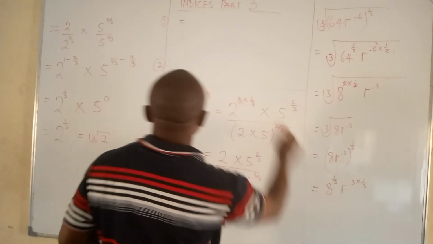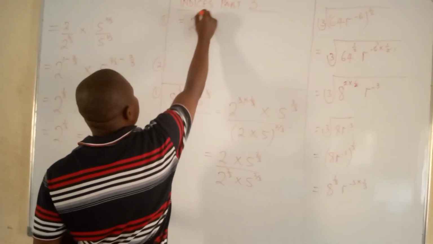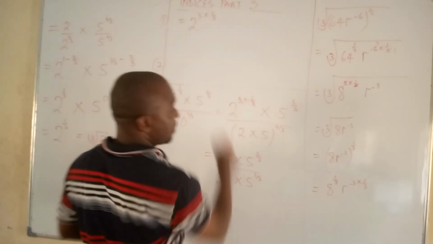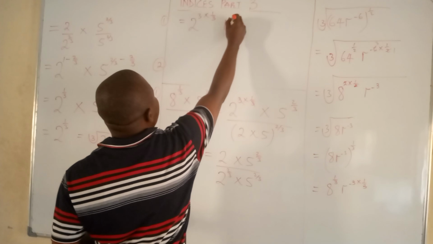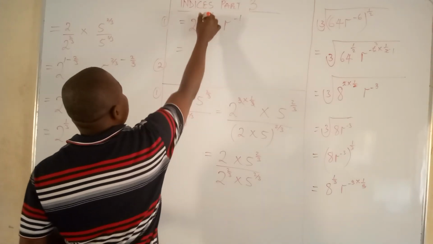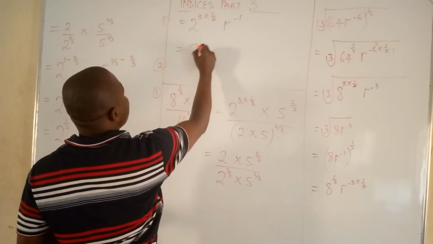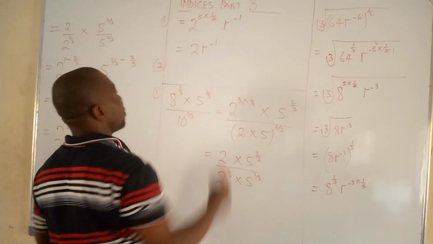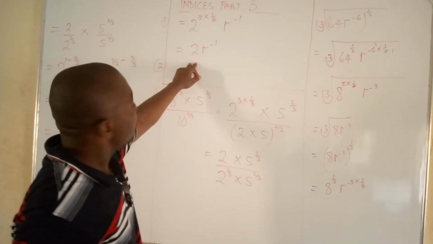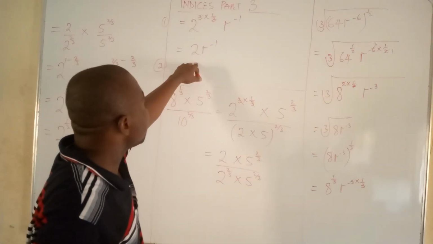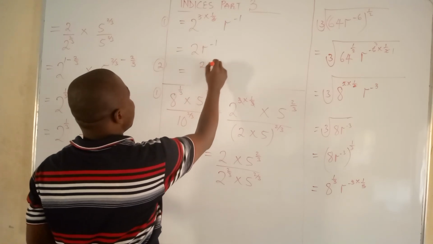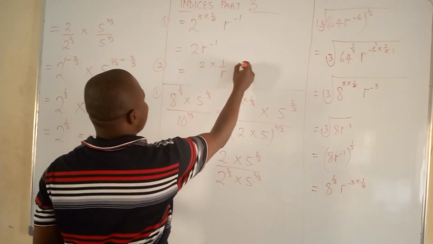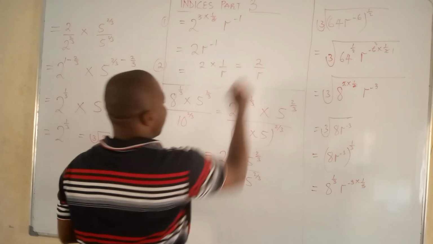8 is the same thing as 2 raised to power 3. So 2 raised to the power of 3, there is already power 1 over 3. This 3 will cancel this 3, and you are left with r raised to power minus 1. This will cancel this, so you have 2r raised to power minus 1. You can leave the answer like this, or still use the knowledge of indices and keep the answer as 2 times 1 over r, which is 2 over r.